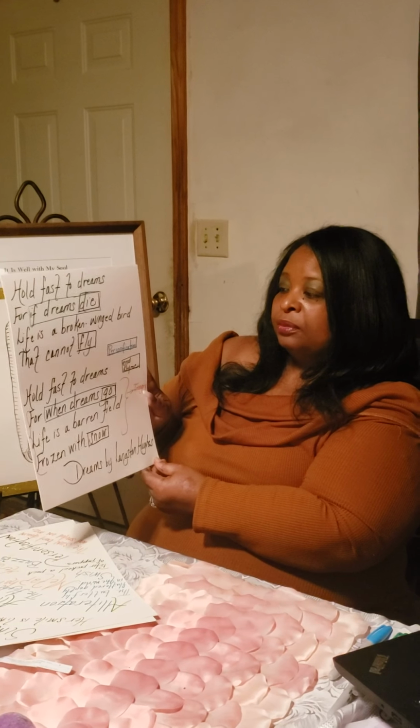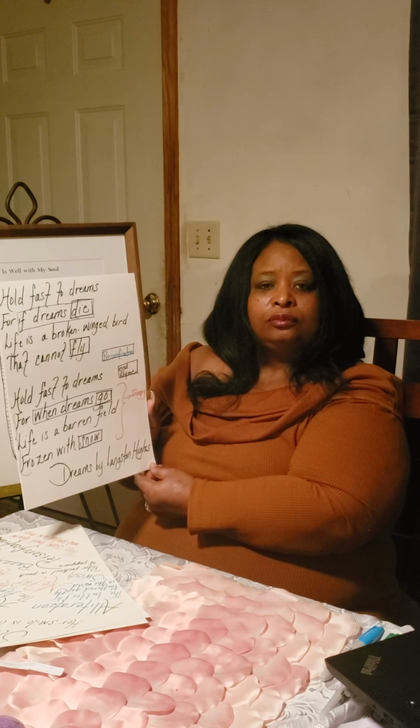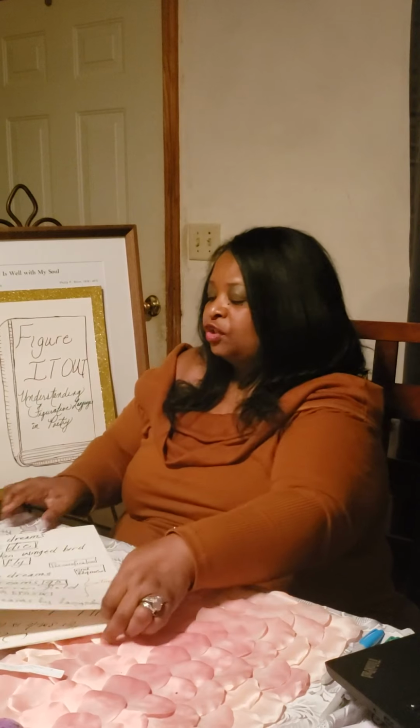goes over. So, what is Langston trying to say? That's what figuring it out is all about this week. What is Langston trying to tell us? For if dreams die, they are a broken winged bird that cannot fly. A bird has a hard time flying unless someone comes along and helps and repairs that wing if it's actually broken, correct? So that is what he's trying to tell us.